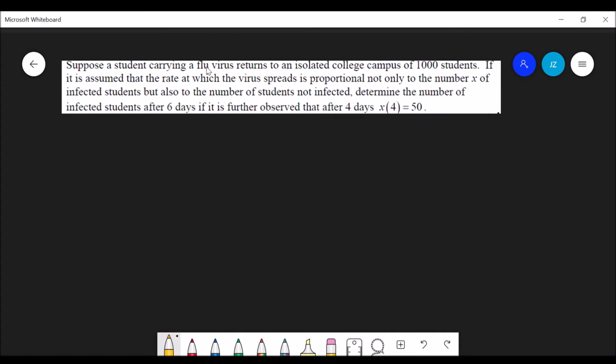Suppose a student carrying a flu virus returns to an isolated college campus of 1,000 students. If it is assumed that the rate at which the virus spreads is proportional not only to the number x of infected students, but also to the number of students not infected, determine the number of infected students after 6 days if it is further observed that after 4 days, x of 4 equals 50.